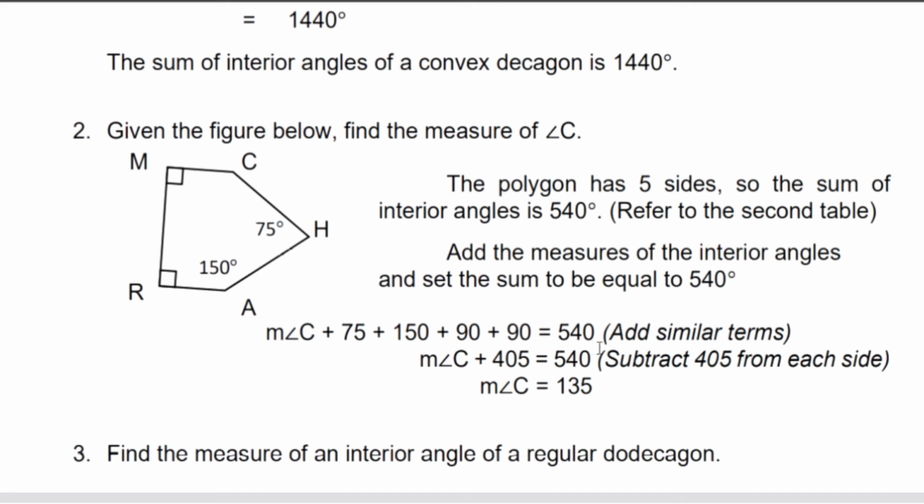So you have to add the similar terms. 75 plus 150 plus 90 plus 90 is equal to 405. Then subtract 405 from each side. So the measure of angle C plus 405 minus 405 is equal to 540 minus 405. So 405 minus 405 is equal to 0. And 540 minus 405 is equal to 135. So the measure of angle C is equal to 135 degrees.